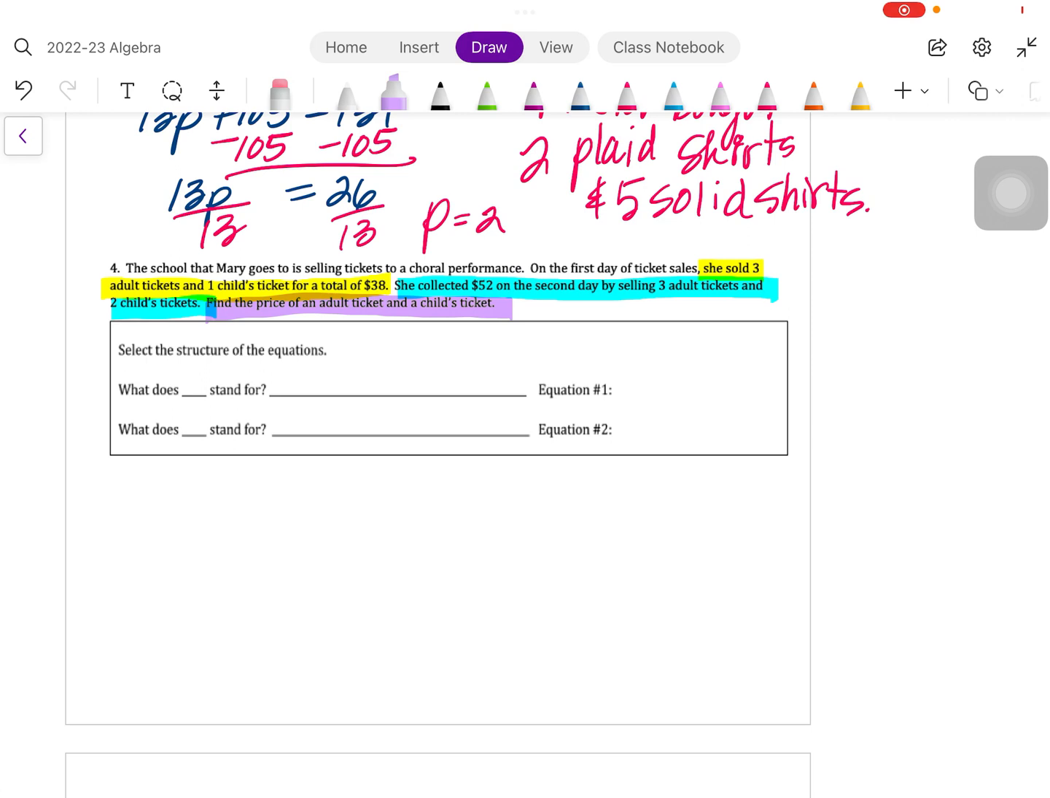Okay, so again, that sentence at the end is telling us what our unknowns are. So we're needing to find the price of an adult ticket. So I'm going to say let A represent the price of an adult ticket. And I'm going to let C represent the price of a child ticket.